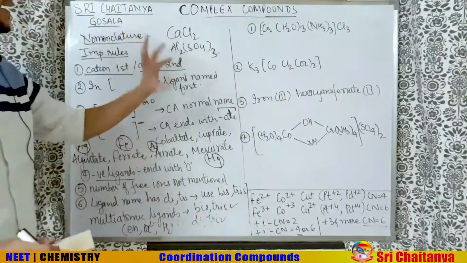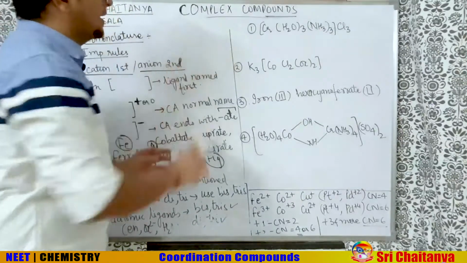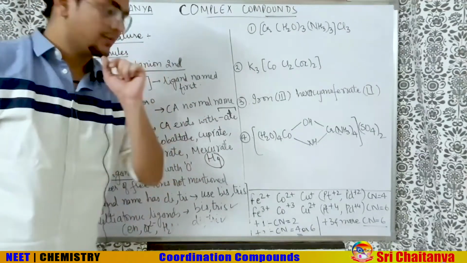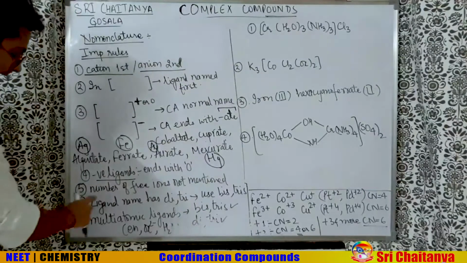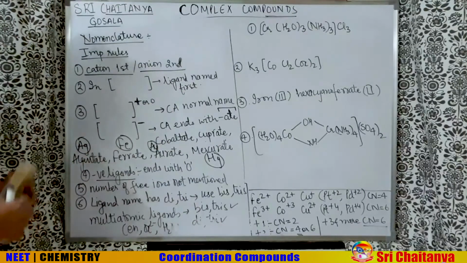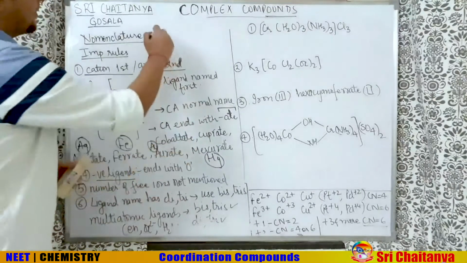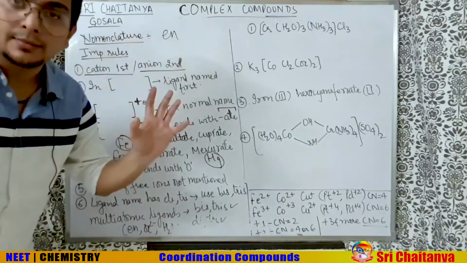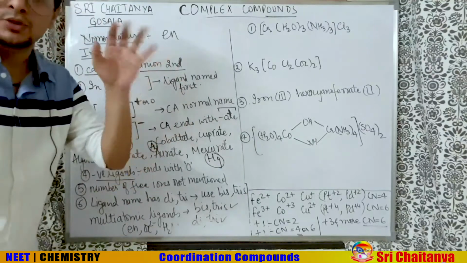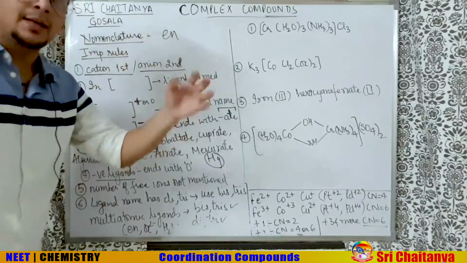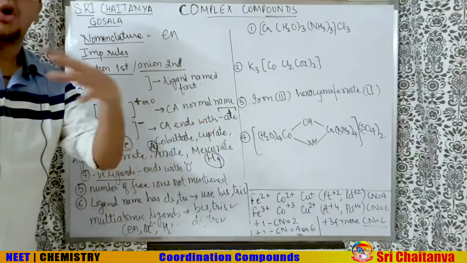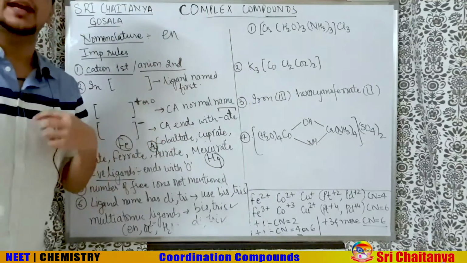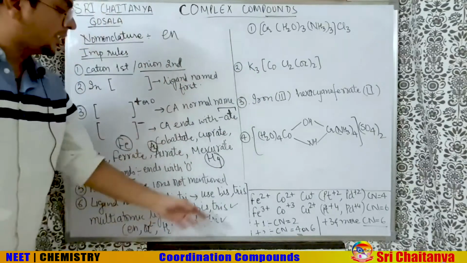So this di-tri-tetra will be used just for telling the number of ligands, but not for telling the number of free ions. Now, if the ligand's name has di or tri in it, the simplest example I am giving you is ethylene diamine. You can understand, ethylene diamine has di in its name, or EDTA, ethylene diamine tetra acetate. The name of the ligand has di and tetra. It is compulsory to use bis and tris for them.